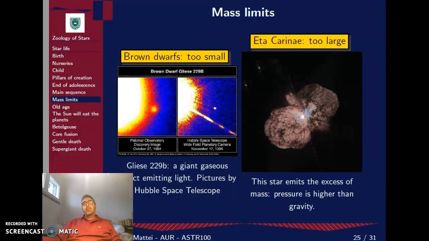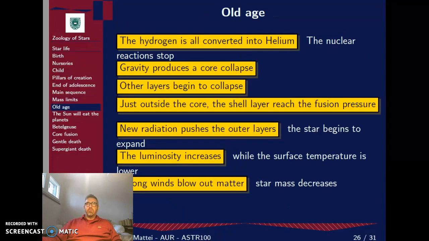On the other hand, if you have a too big star like Eta Carina here, then it emits the excess of mass, which are giant puffs. It blows out part of the mass to reduce its mass to a sustainable amount of matter.